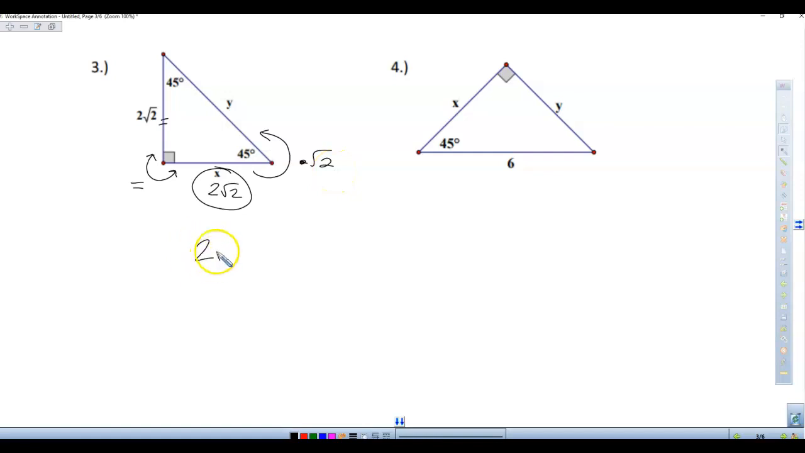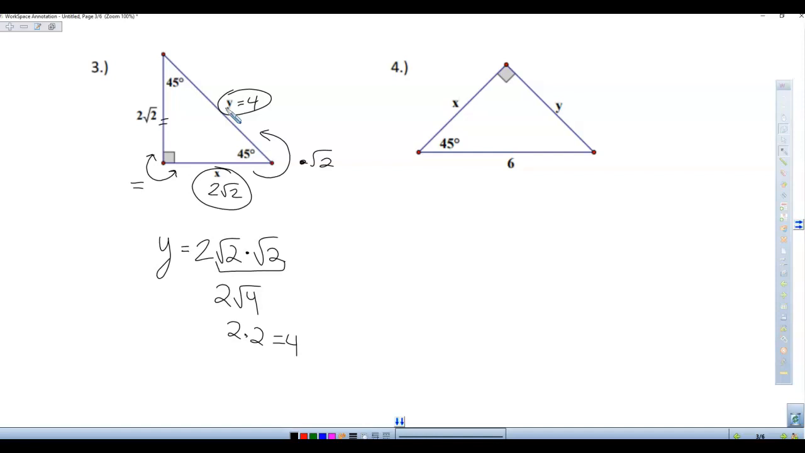So I would say 2 root 2 times the square root of 2 is equal to y. And then when I multiply this together, I get 2 square root 4. And square root of 4, of course, is 2. And 2 times 2 is equal to 4. So y is equal to 4. And I got that by multiplying the 2 root 2 by another square root of 2, and then simplifying my answer.